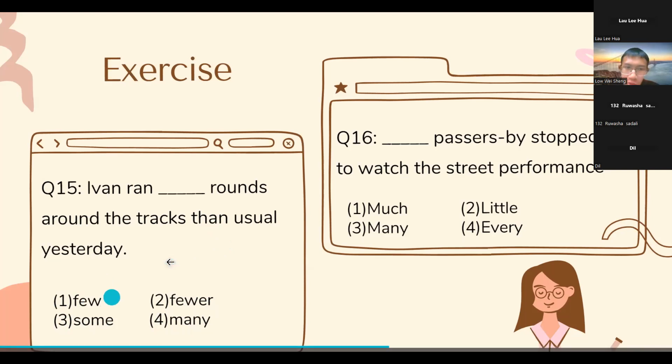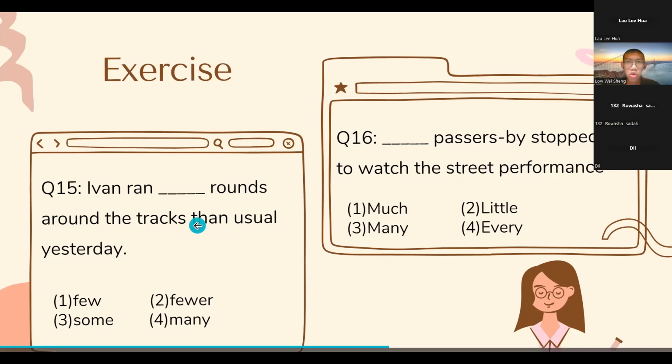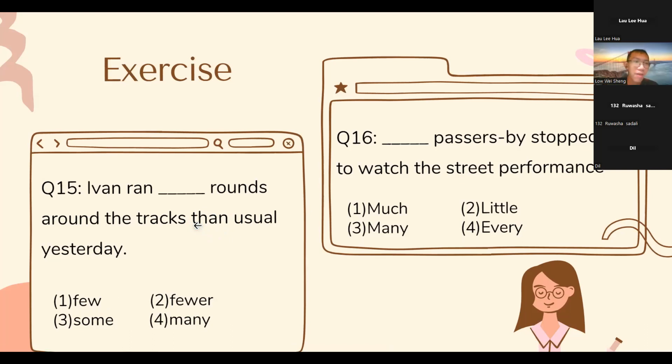So few is wrong. Why is few wrong? You need to focus on the word than, but than means there's a comparison, and few does not show comparison, like more or less. You know, I have fewer pencils than you. I have more pencils than you. So few does not have that comparison.